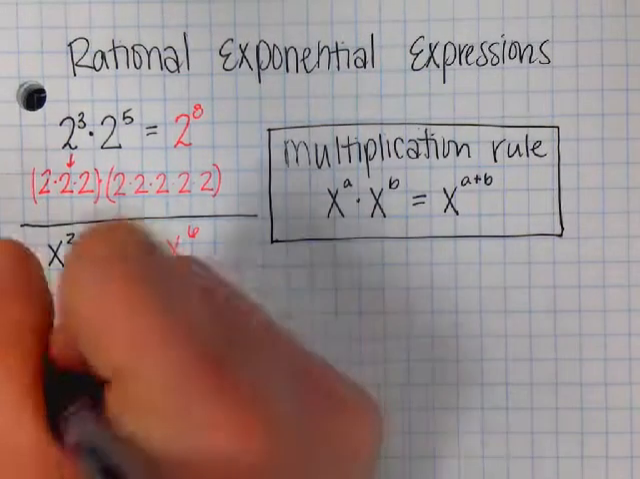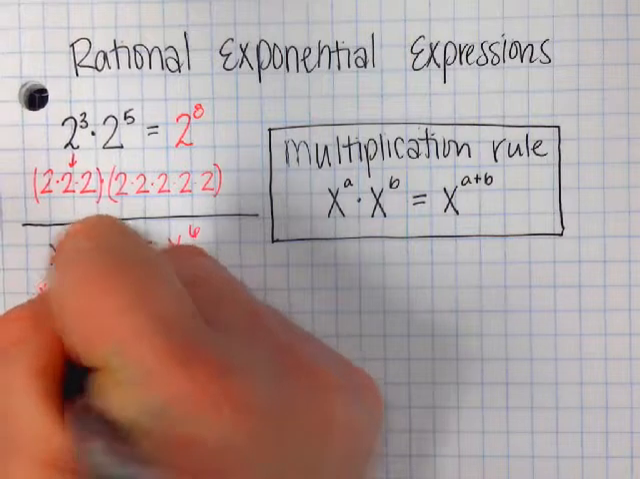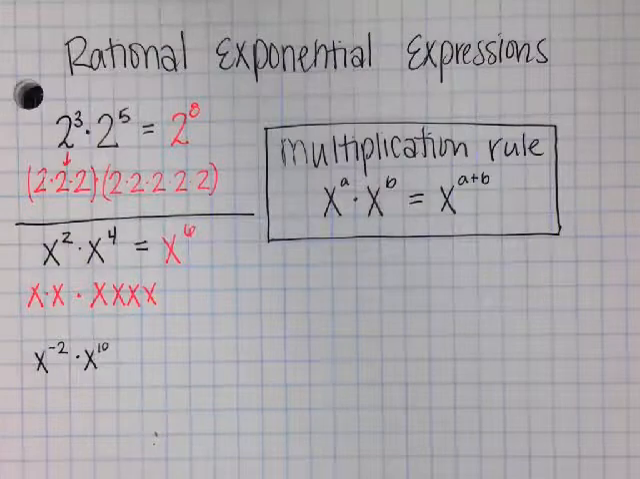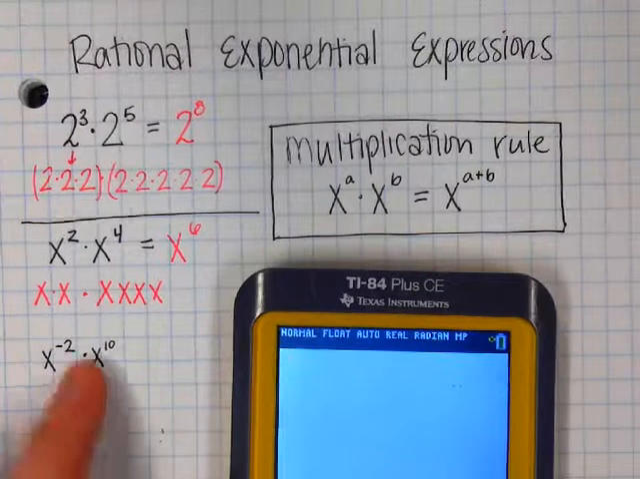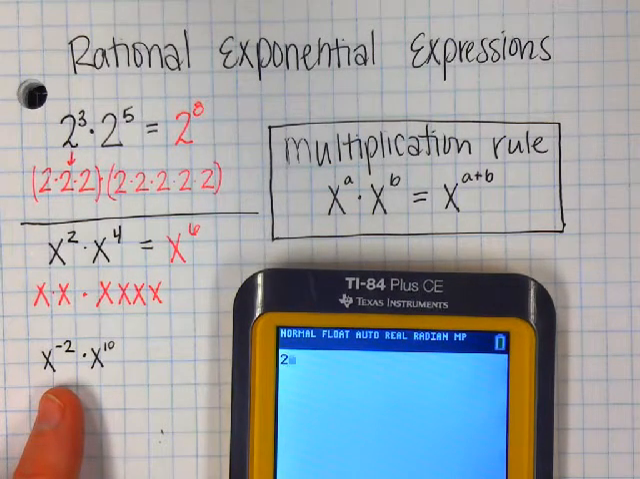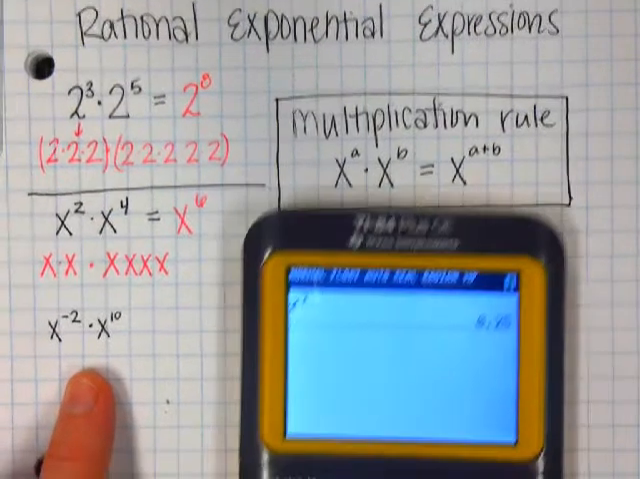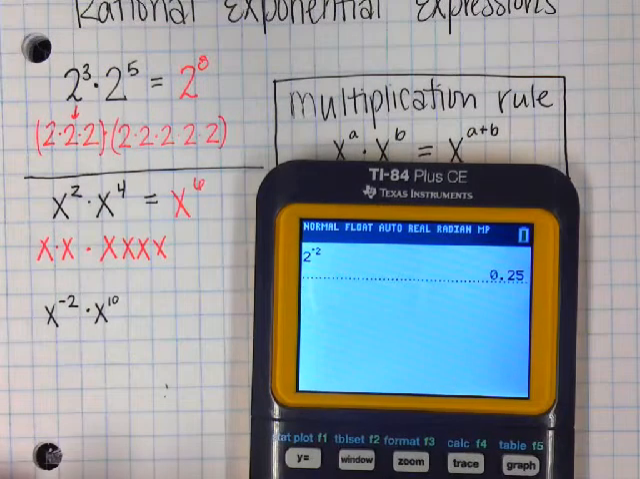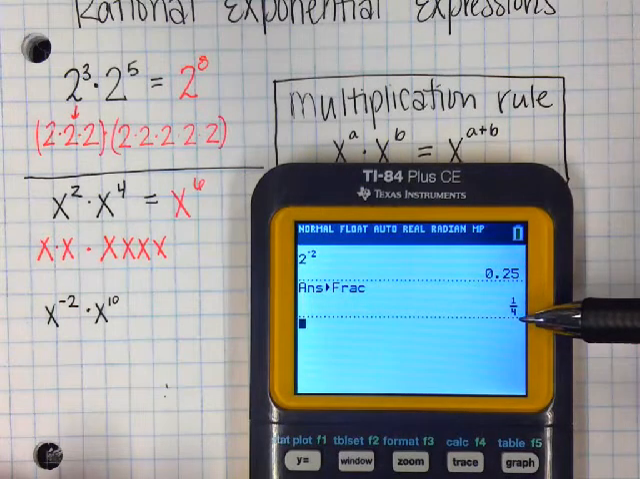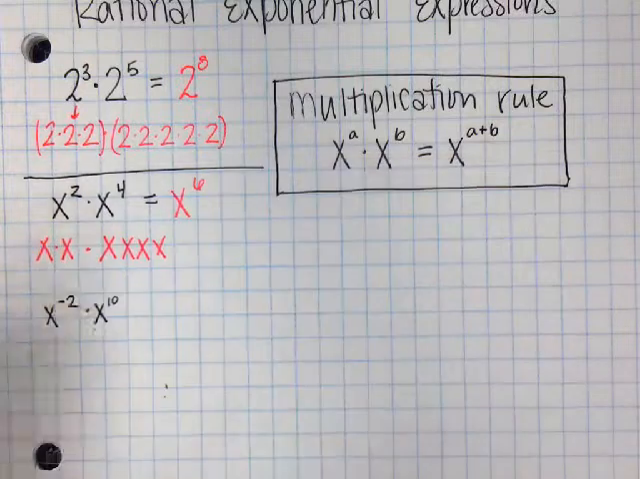Okay. Now, if we have x to the negative 2 times x to the 10th, when you have x to the negative 2 or any negative power, I'm going to use a number again just to show you. If I do 2 to the negative 2 power, notice it gives you 0.25. It's actually 1/4. So 0.25 is 1/4. So all a negative exponent does is it flips.